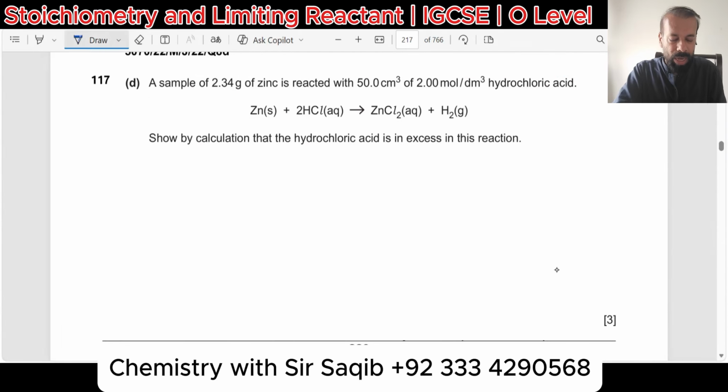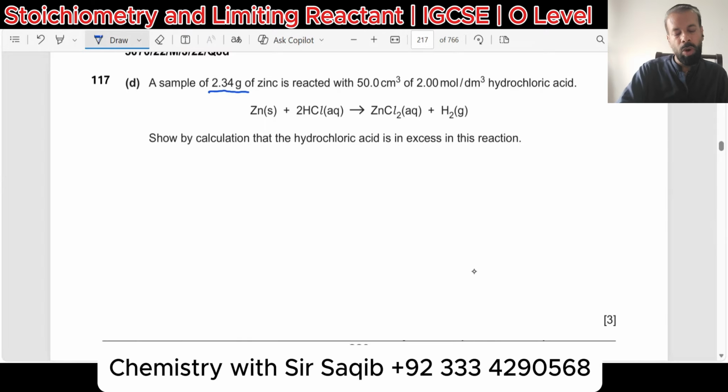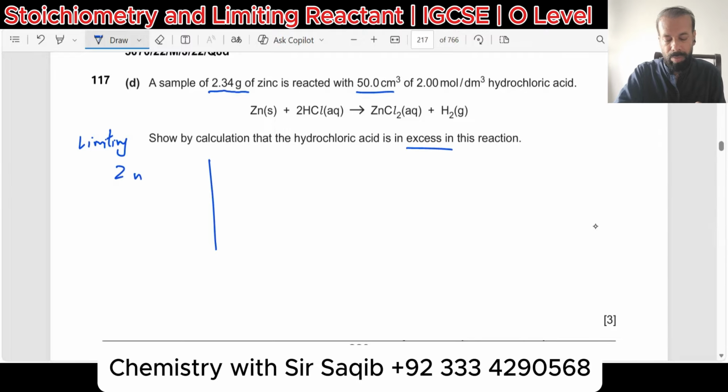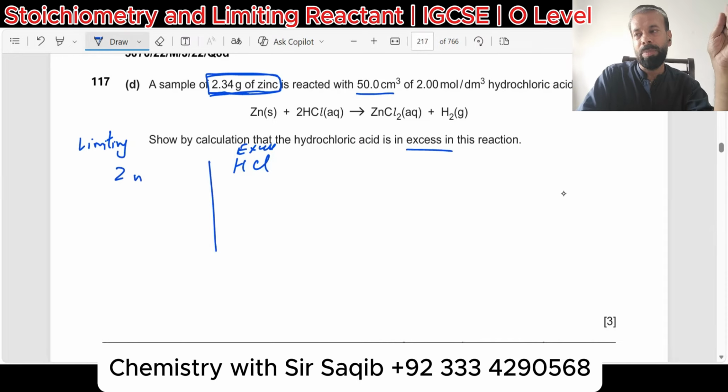Look at this question. A sample of 2.34 gram of zinc is reacted with 50 cm cube of 2 mole per dm cube hydrochloric acid. The equation is given. So what you will do is calculate moles of both. The examiner says show by calculation that hydrochloric acid is in excess and zinc is the limiting reactant. Excess means more than the required quantity. Limiting means the smaller quantity one.